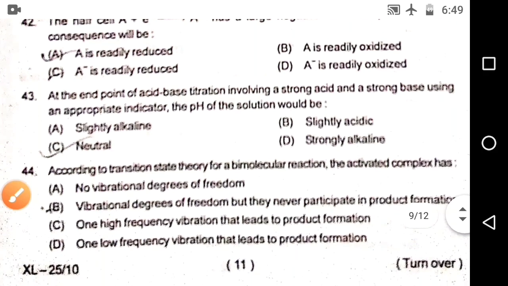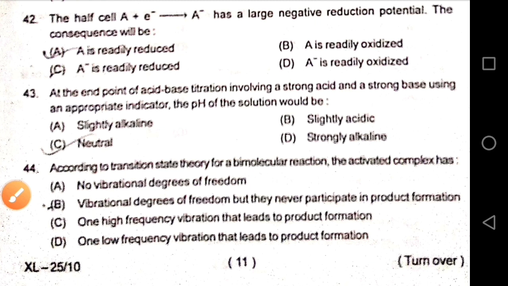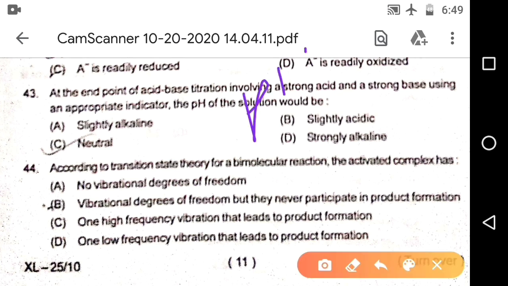The next question: at the end point of an acid-base titration involving a strong acid and a strong base, using an appropriate indicator, the pH of the solution would be 7, and that is neutral. So the correct answer for this question 43 is C.